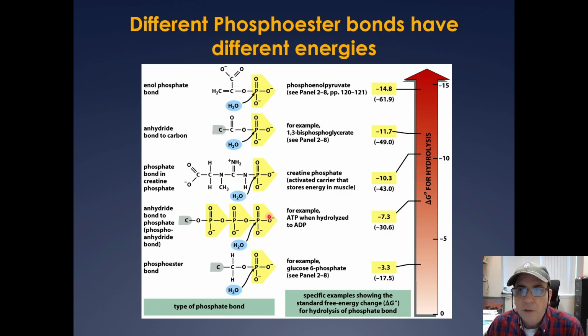Something that should be in the back of your heads too is that the different phosphoester bonds on proteins have different energies. Here is the anhydride bond in ATP, and when it's hydrolyzed, it can release about minus 7.3. As you can see, as you go up, certain ones have much higher energy when they're broken. It's important to know that pyrophosphate, for example, releases more energy than just the release of the gamma phosphate.